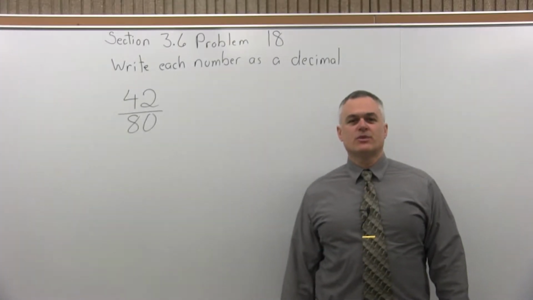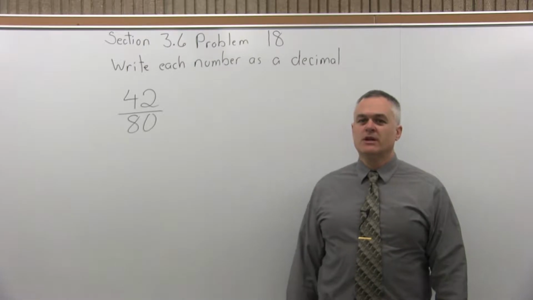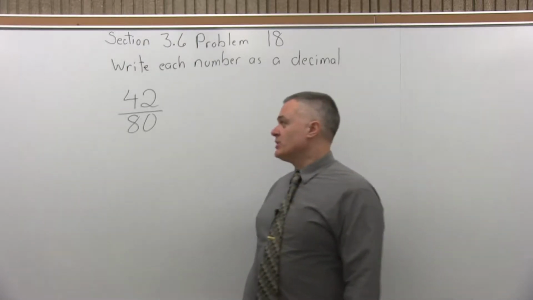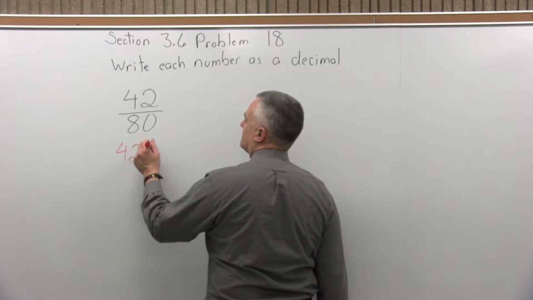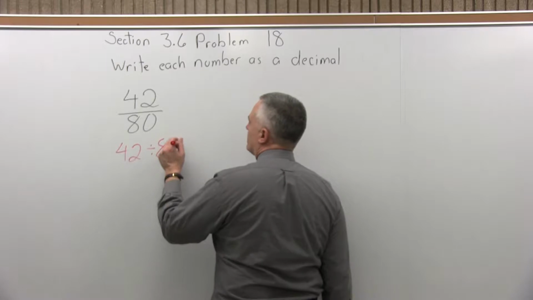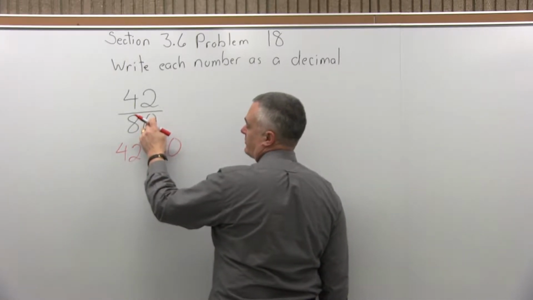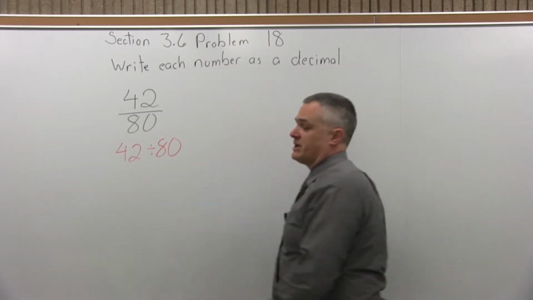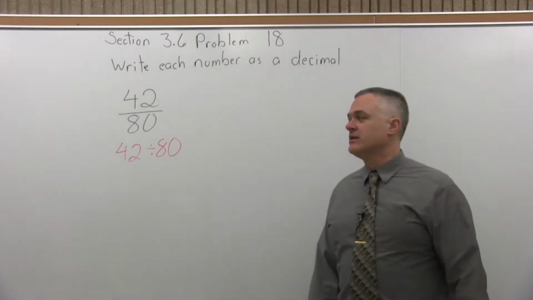This is Section 3.6, Problem 18. It says write the number as a decimal, and we have 42 over 80. With any of these, if you have a calculator, the quickest, easiest way to convert this fraction of 42 over 80 into a decimal is just divide the numerator, 42, by the denominator, 80, press equals, and the calculator will give you the answer right away.